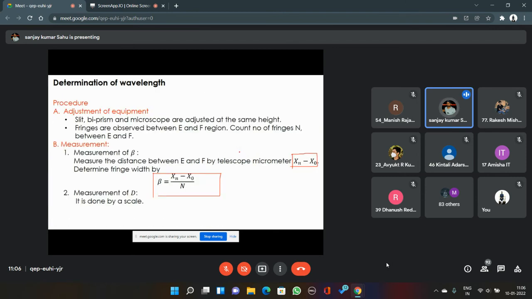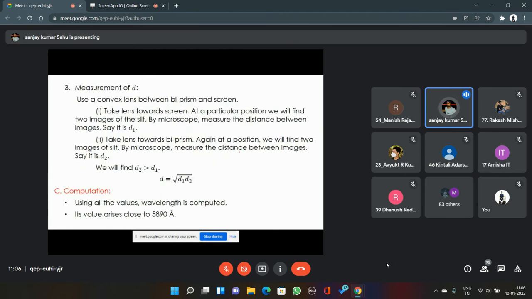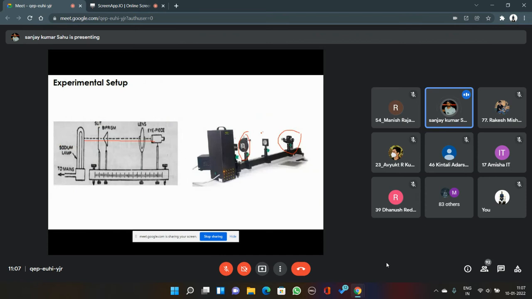Another thing you need to find out is the distance between the two virtual sources. To find that, you have to keep a convex lens between the biprism and this microscope. Here it is, a convex lens. First, what you have to do is move this convex lens towards this biprism.